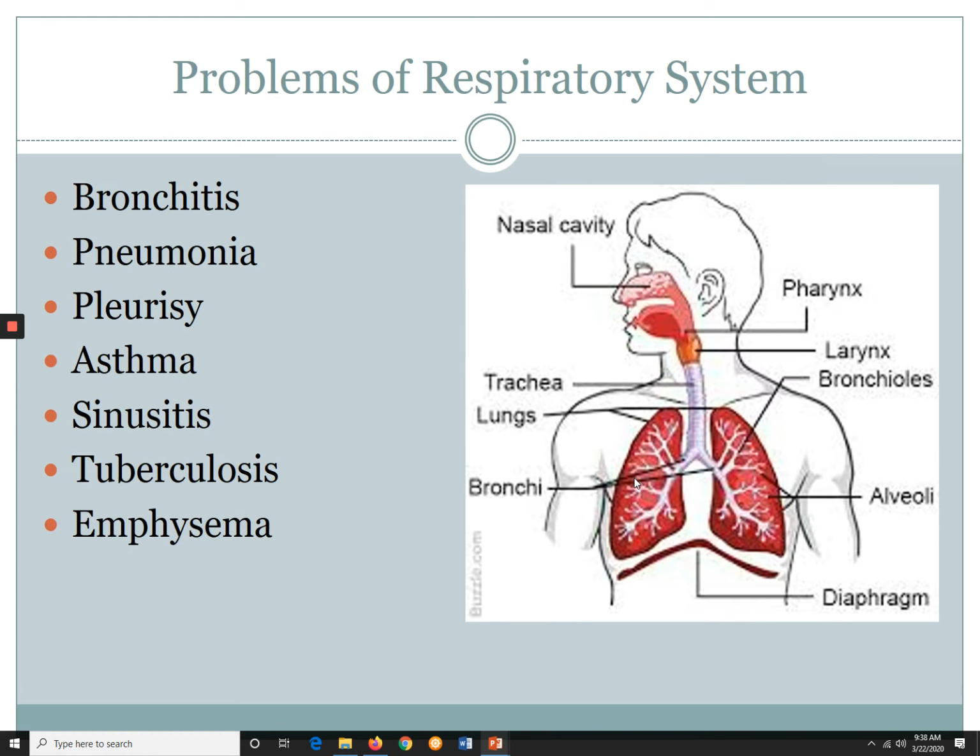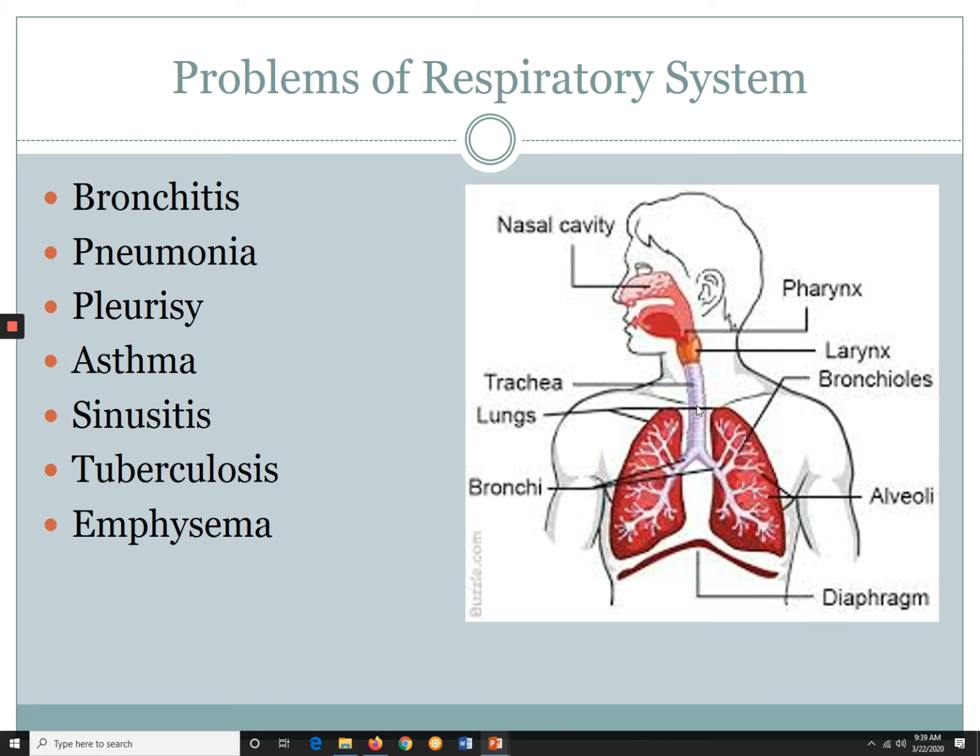Okay, and then let's talk about problems with the respiratory system. First one is bronchitis. Like we talked about earlier in the semester, when you put "itis" at the end of something, it means inflammation. So this is inflammation of the bronchioles. This is usually caused by an infection or an exposure to irritants such as tobacco smoke, air pollution, and even certain chemicals.